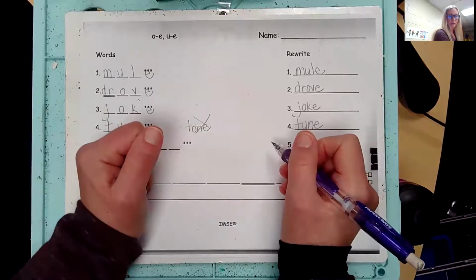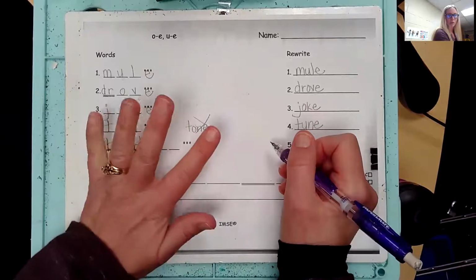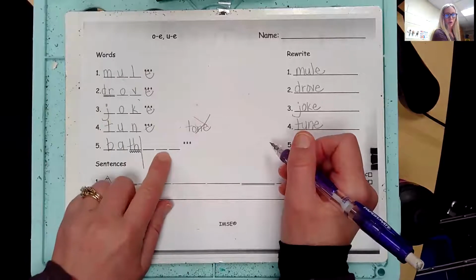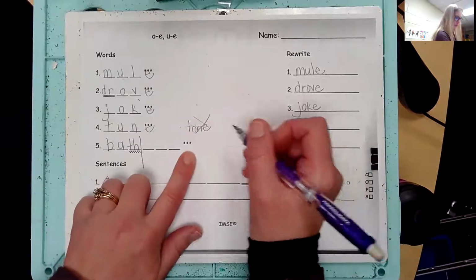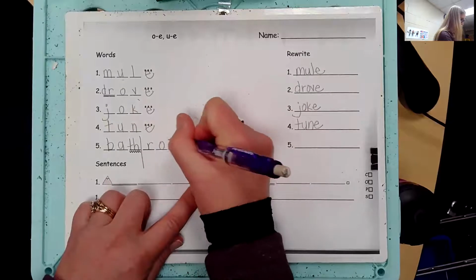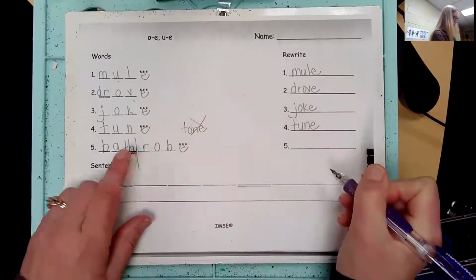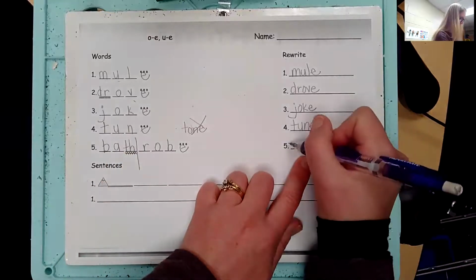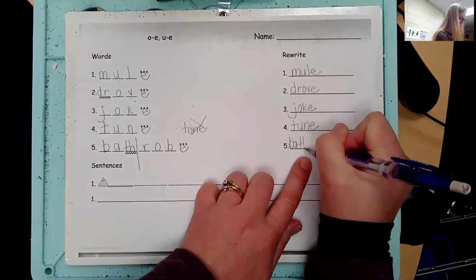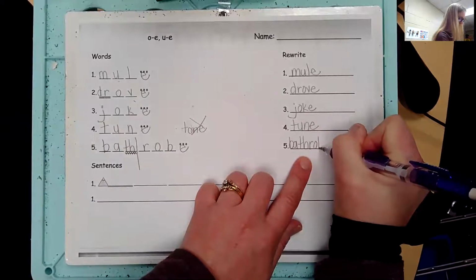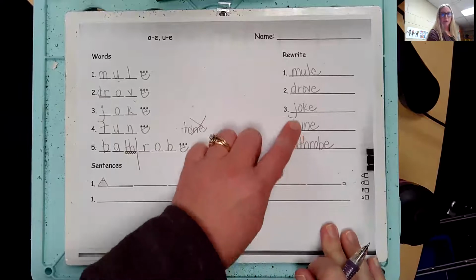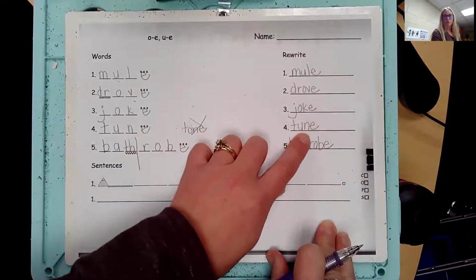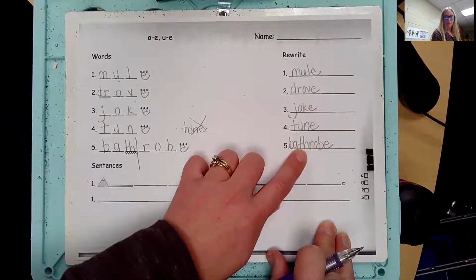All right, second syllable. Robe. Tap it out. R-O-B. Robe. R-O-B. Robe. Go ahead and write it. Bathrobe. If yours matches mine, slide it over to the rewrite line. There it is. The words we wrote today were mule, drove, joke, tune, bathrobe.